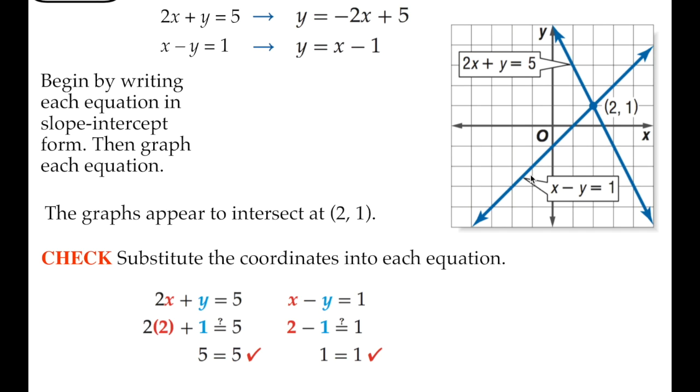The reason you want to check your answers is when you're graphing these, sometimes if you don't graph using a straight edge and you're just kind of doing it by hand, you might think it's a solution, but you should really check it to make sure that you've graphed it accurately, or use a graphing utility to check your answer.